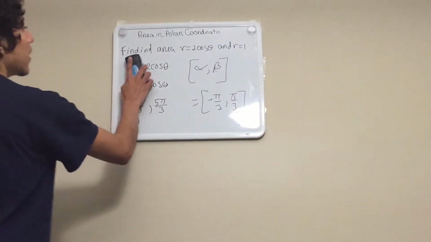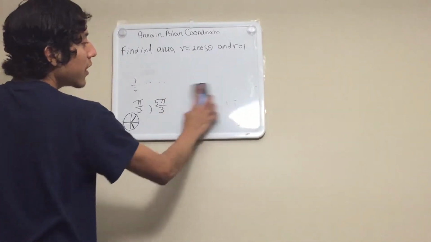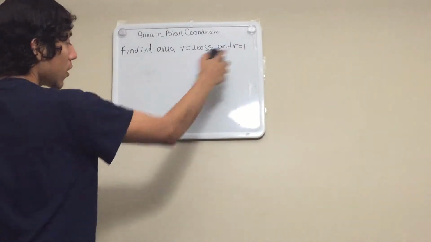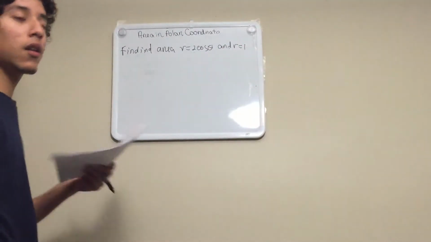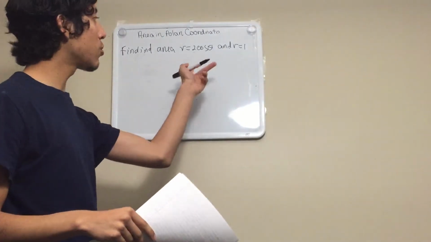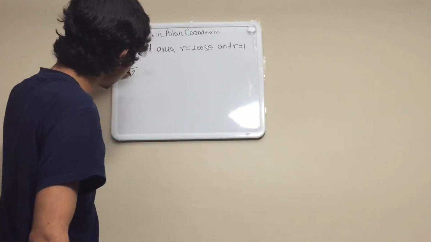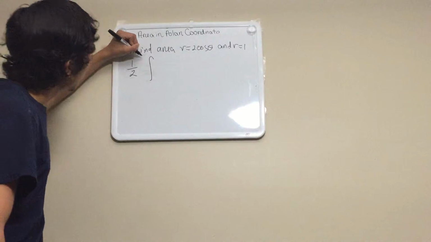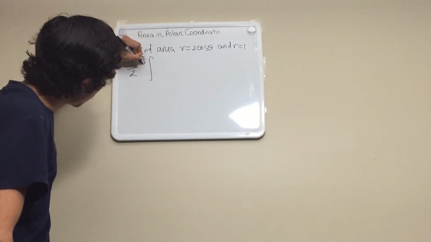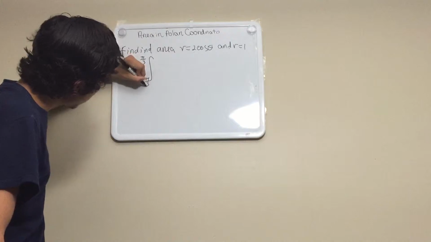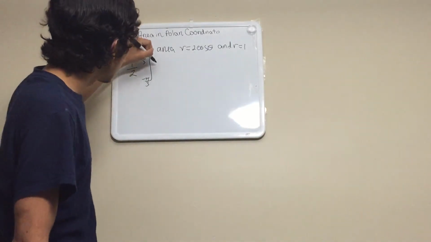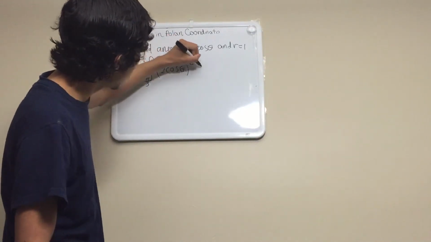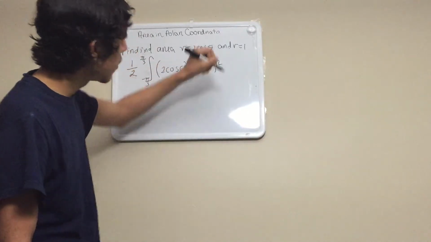So we can start integrating now. We do the same thing with the formula. We square both curves now, not only one, we square both of them. So we write the formula again, 1/2 the integral from negative pi over 3 to pi over 3, and then we have 2 cosine theta square minus 1, all squared.